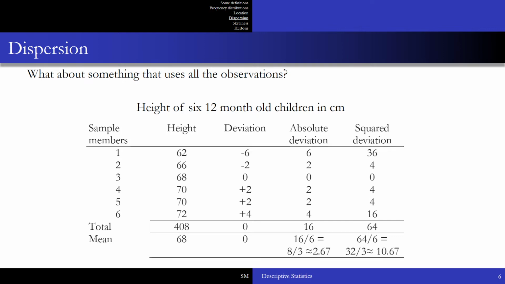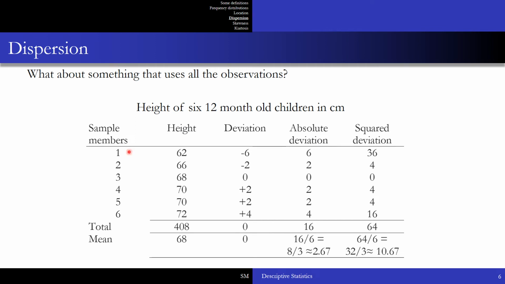All of the measures that we've looked at so far basically work by ignoring part of the data, by essentially throwing away some of the observations. But what about something that uses all of the observations? Okay, so I want to proceed by initially thinking about this example. Here's a little data set. It is about height, the height of 6 12-month-old children, measured in centimetres.